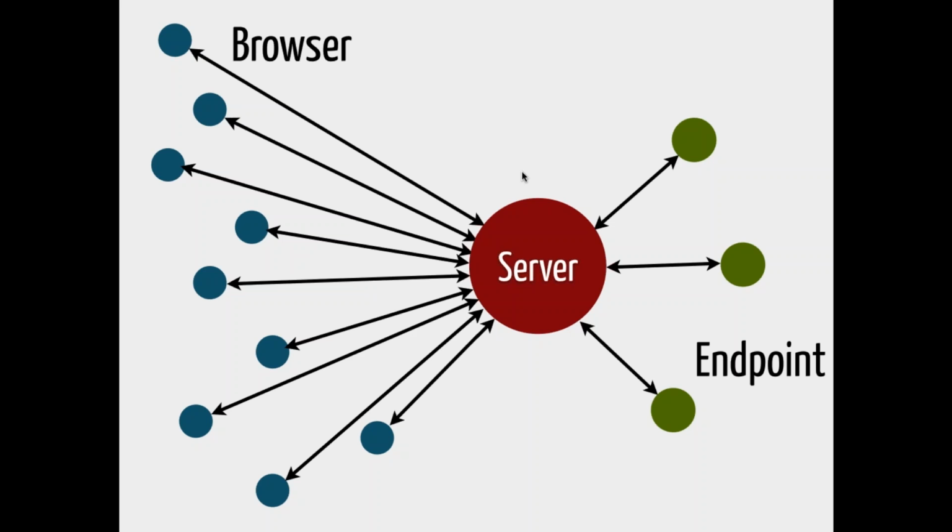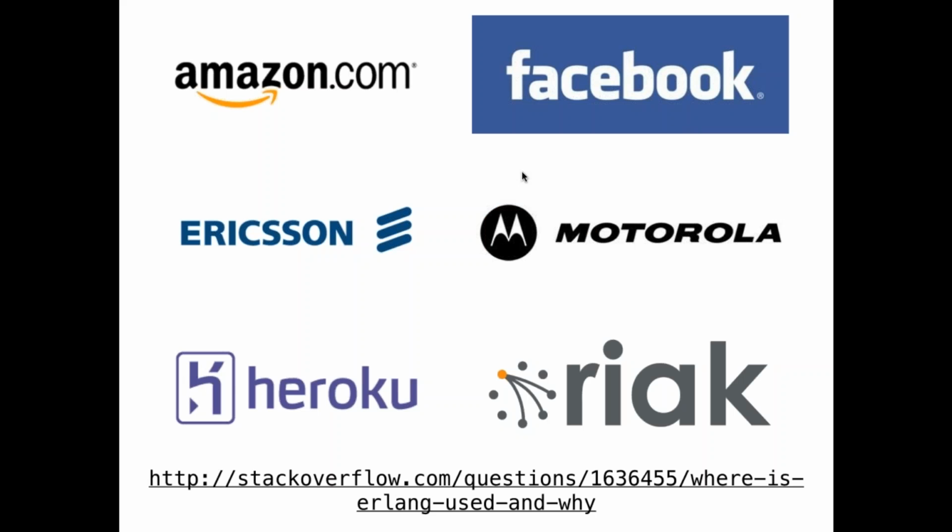So they realized, well, if it was good for solving those telecommunication issues, it's going to be really good for the web. And a lot of companies started using it. So Amazon and Facebook are companies that use Erlang. We still have telecommunication companies like Ericsson and Motorola that use Erlang for telecommunication needs. And we have new companies, like startups such as Heroku.